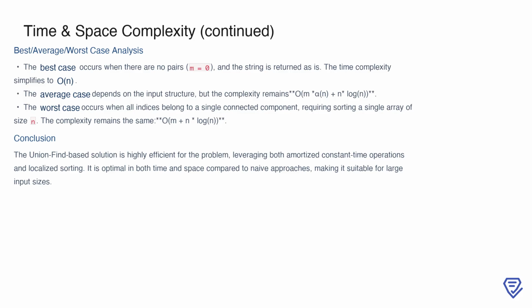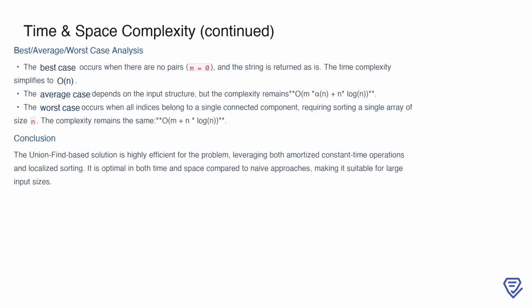Analyzing the best, average, and worst cases gives us a better understanding of the solution's performance. In the best case, where there are no pairs, m equals 0, the string is returned as is, and the time complexity simplifies to n. In the average case, the complexity remains m * alpha(n) + n * log n, as it depends on the structure of the input.